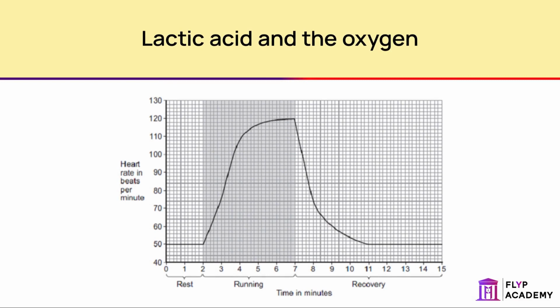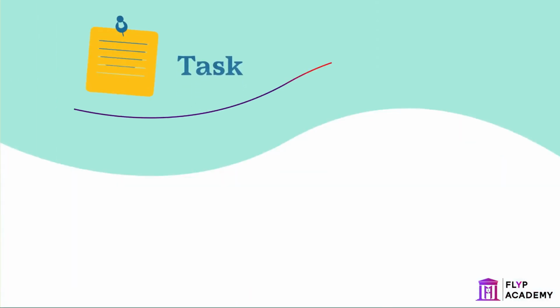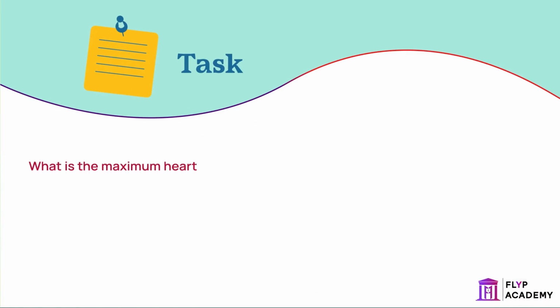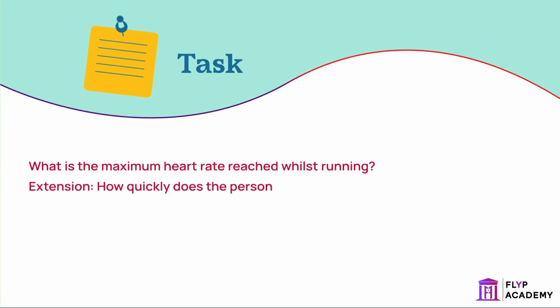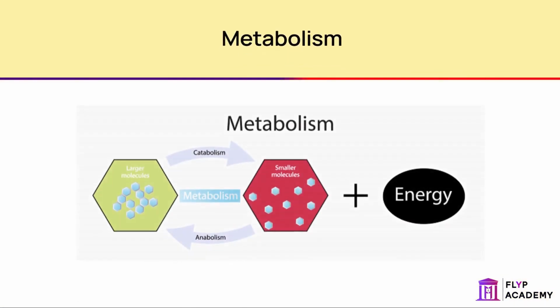Look at the graph from an AQA exam paper. Task: What is the maximum heart rate reached whilst running? Extension: How quickly does the person's heart rate return to their resting heart rate? The maximum heart rate reached is 120 beats per minute, and the person took 4 minutes for their heart rate to return to their resting heart rate.